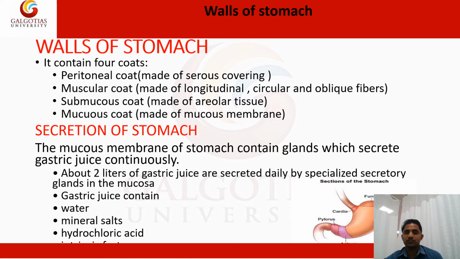Then come to the secretion of the stomach. The mucous membrane of the stomach contains glands which secrete the gastric juice. About 2 liters of gastric juice are secreted daily by specialized secretory glands in the mucosa. Gastric juice contains water, mineral salts, HCl and pepsinogen.